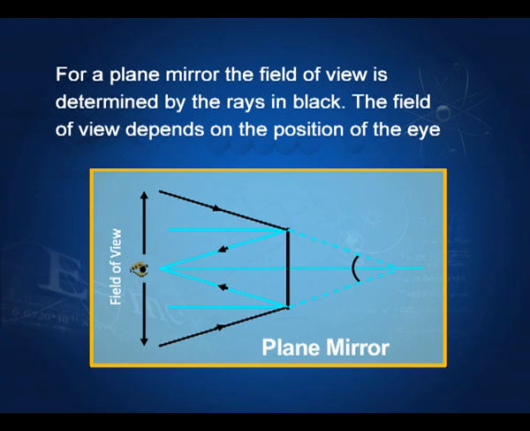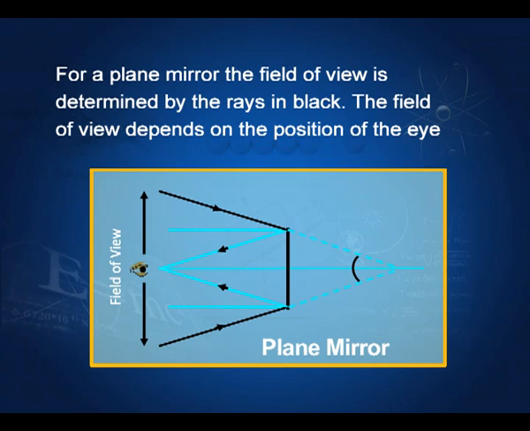What about a plane mirror? If our eye is here, then we can detect only this ray, not this ray, because after reflection the angle of incidence will not be equal to the angle of reflection. So, the maximum that we can get is this ray and this ray. Therefore, this will define the field of view for this position of the eye. If the position of the eye changes, then the field of view will also change.